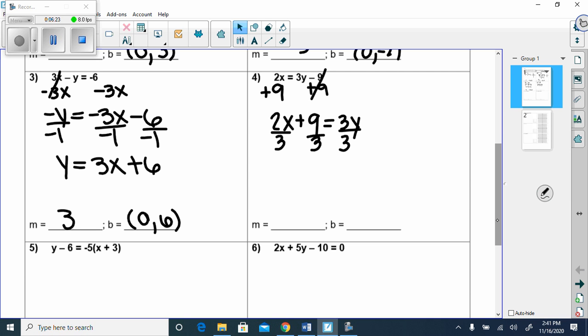Alright, is 2 over 3 going to simplify? No. And we don't want a decimal, so I'm going to leave it as 2/3 x. What about 9 over 3? 1 turn to 3. Good. Equals y. So m is the number in front of x, and what is that? 2. And what's my b? 0, 3. Very good. Alright.